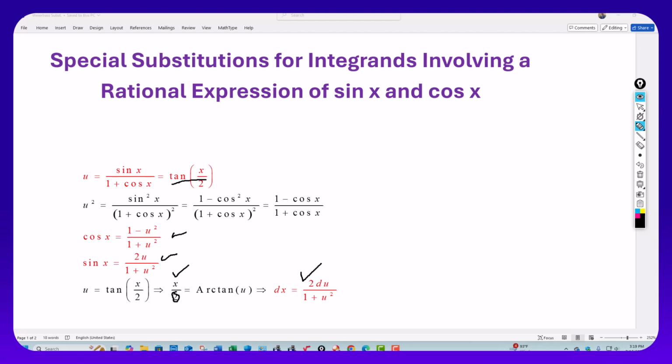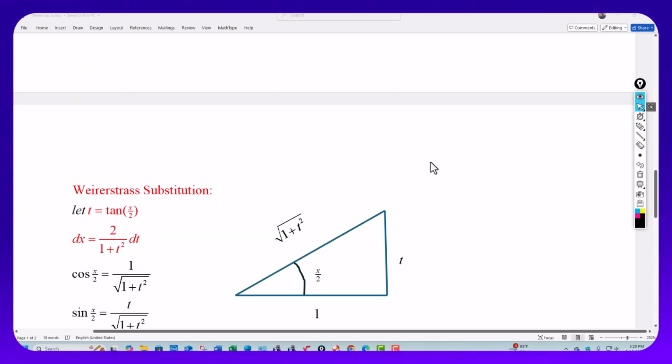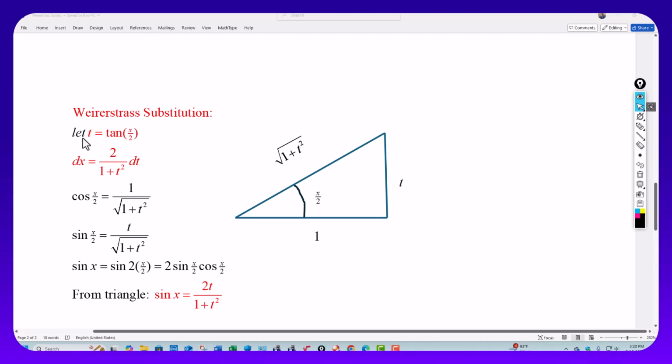Now, there's also another one. It's going to look very similar to what I have here, a little bit different though. And this is called the Weierstrass substitution. I think it's German maybe. So notice here, the t, we don't use the u here. It's t is equal to tangent of x over 2. And of course tangent of x over 2 is equal to t, that's t over 1.